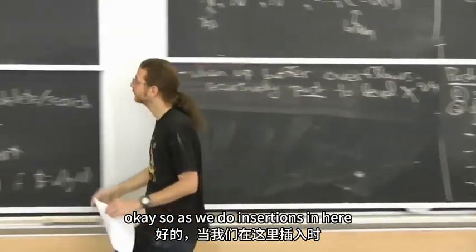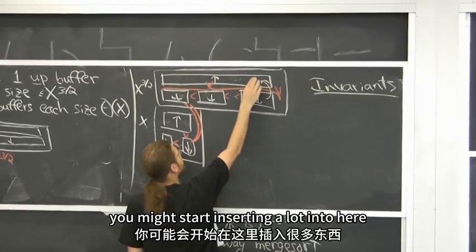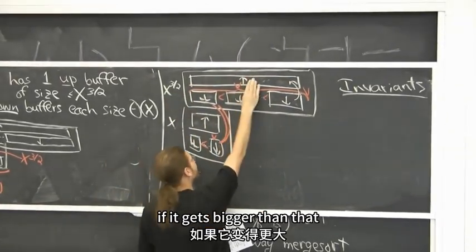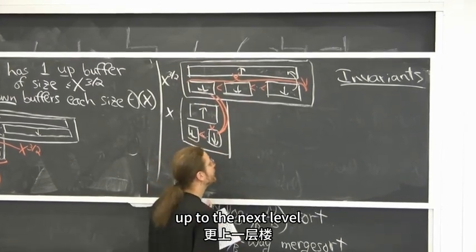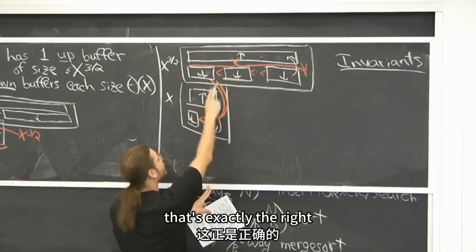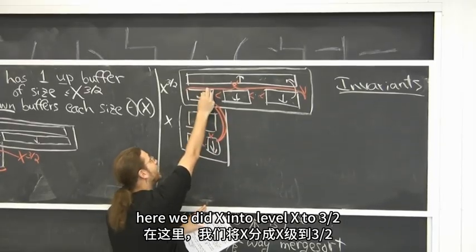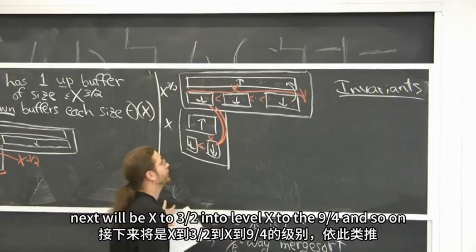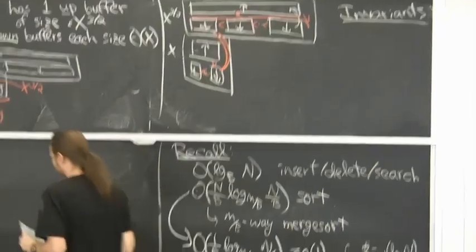Okay, so as we do insertions in here, we might start inserting a lot into here. Eventually this will get too big. It's supposed to have size x to the 3/2. If it gets bigger than that, take all these items and just recursively push them up to the next level. And conveniently, that's exactly the same size as we were doing before. Here we did x into level x to the 3/2. Next will be x to the 3/2 into level x to the 9/4, and so on. Always the size of the up buffer.